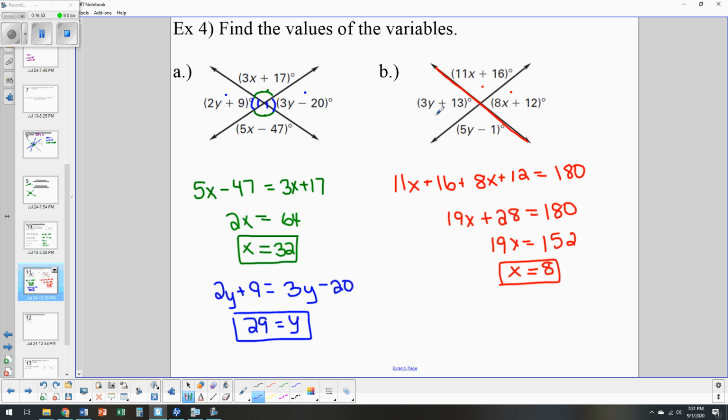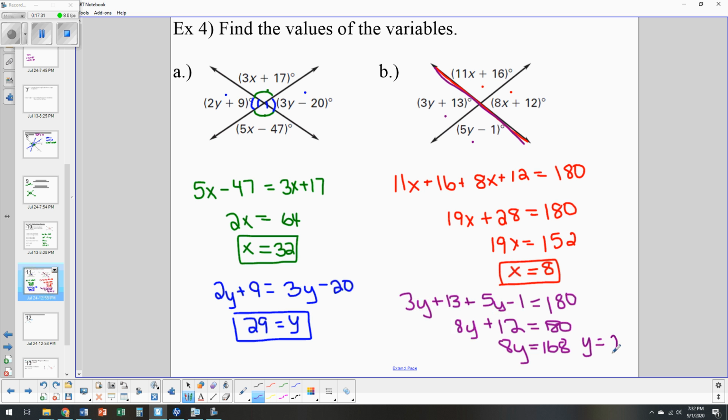And now I look at my two angles with y in them. I have one here and I have one here. Again, formed by one single straight line. So these are also a linear pair. So we're going to add them up to 180. So 3y plus 13 plus 5y minus 1 equals 180. So combine those terms. We get 8y plus 12. Subtract the 12. We get 8y is 168. And divide by 8. We get y is 21.